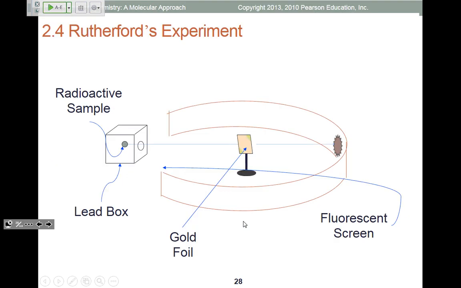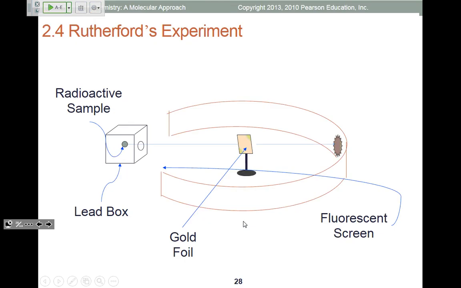Okay, so basically what was done: we have gold foil, we have a box that has a radioactive sample, and we're shooting it through the gold foil. And it's going to go through unless something stops it. We have a measurement radius, and we're going to measure the angle that the radioactive particles changed when they went through, by having some sort of detector with fluorescence. Fairly simple.